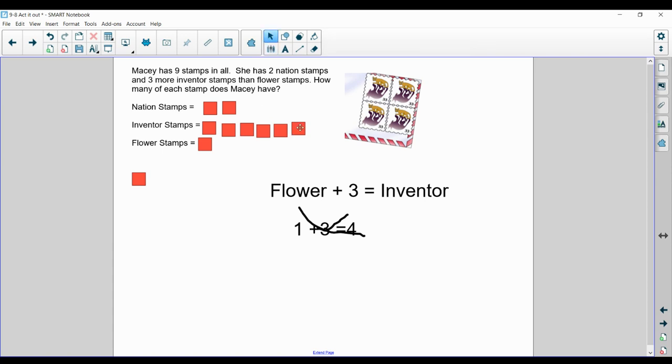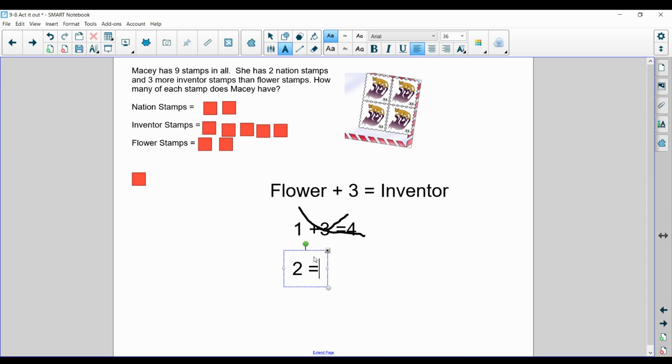This time I'm going to take 1 down and I'm going to put it here. Now, some of you may see it right away. Some of you may not. So I'm going to try it out. I should have my flower stamps. This time I have 2 flower stamps. And I'm going to add it to 3. And I should get the inventor stamps that I have.